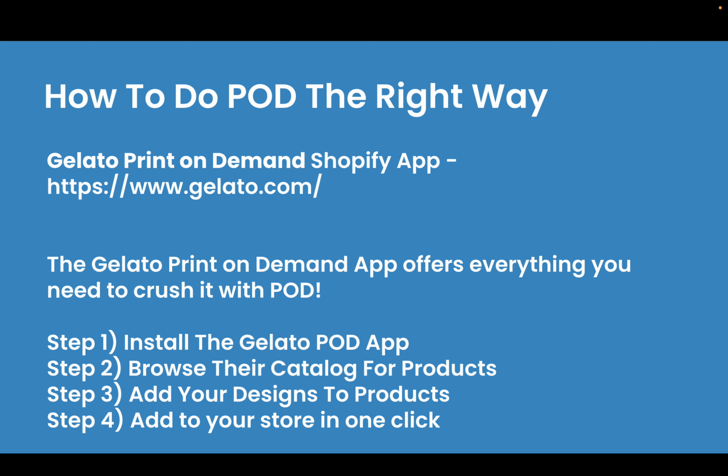Simple 4-step process. Step 1, you're going to install that free Gelato print-on-demand Shopify app. Step 2, browse through their catalog, take a look at the hundreds of different high-quality print-on-demand products that you could add to your store. All you need to do is really choose a product, and then step 3, add your design. This will be where you add your print-on-demand design, or you could even use the built-in design tools to create your own designs right inside of the app. And then step 4, the last step, add the products to your store in one single click.